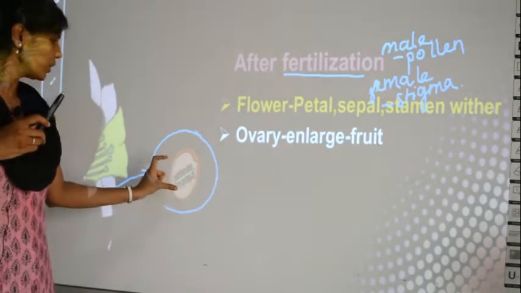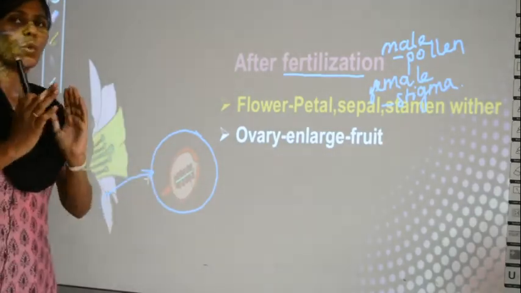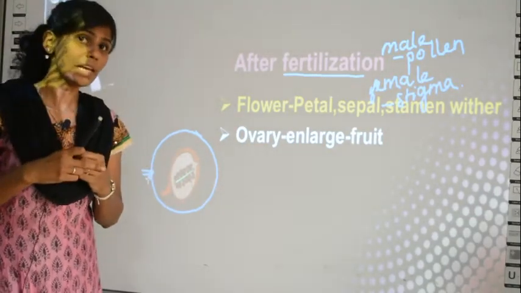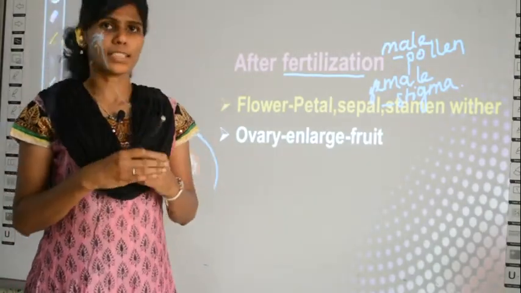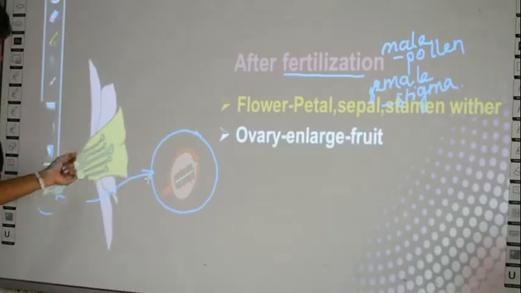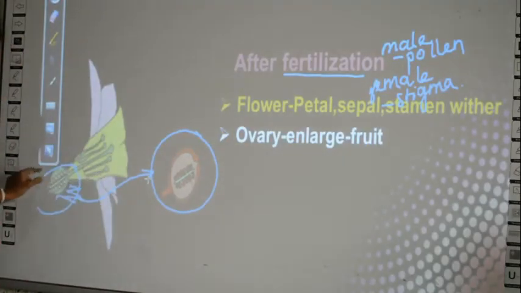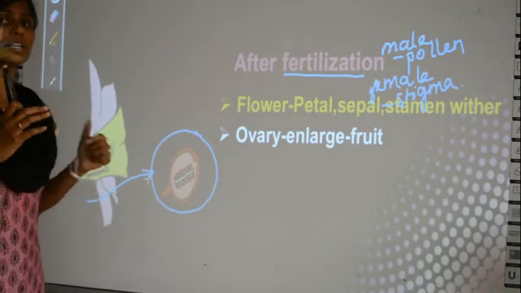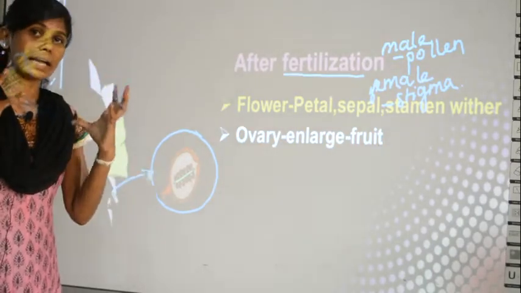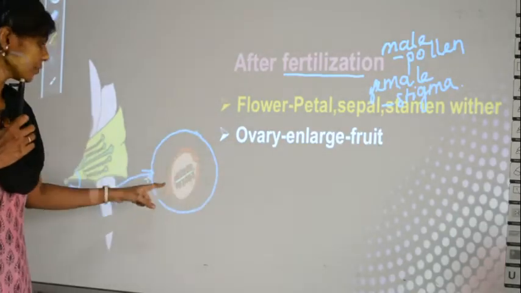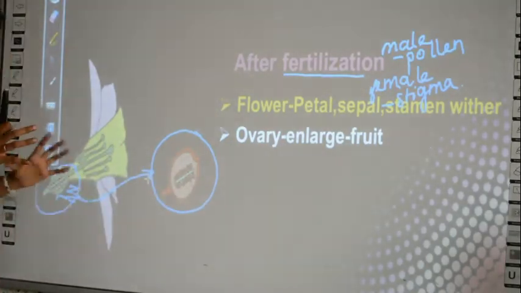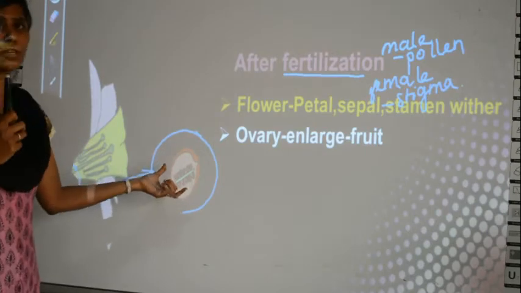Now what will happen to this structure? This structure will enlarge. What is enlarge? Enlarge means it will become big in size. What did I tell you? After fertilization everything will fall, only this will remain. This is becoming bigger and bigger in size. The name of this part is the ovary. So the ovary becomes enlarged or bigger in size and it will become the fruit. See here, it is a fruit now. The ovary has enlarged and it becomes a fruit.